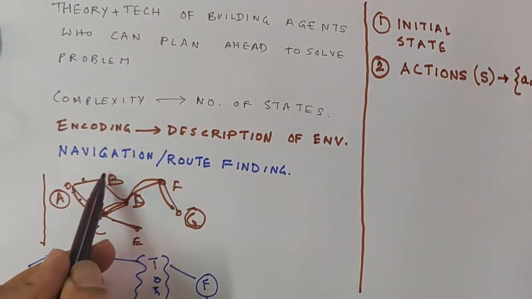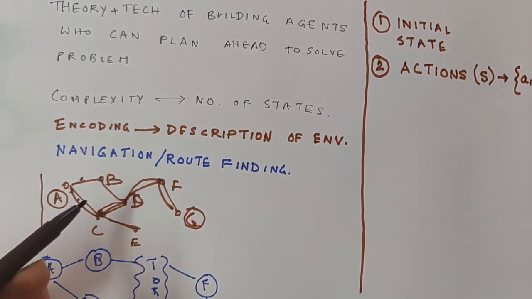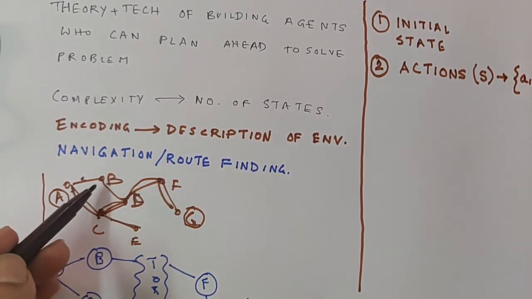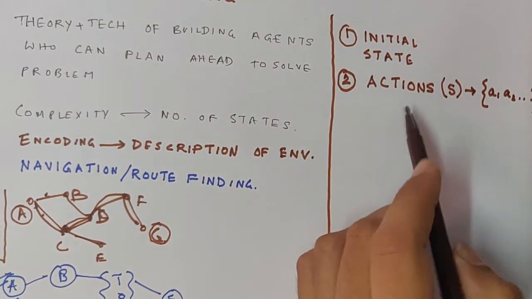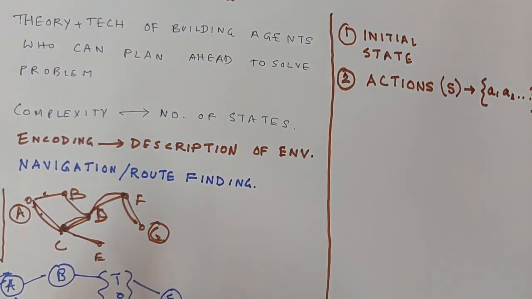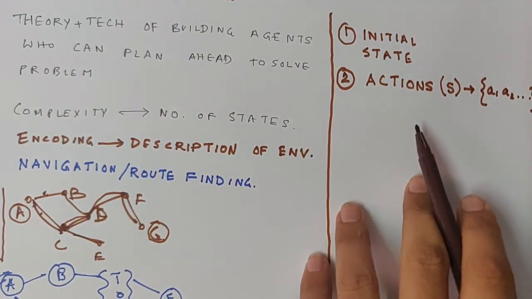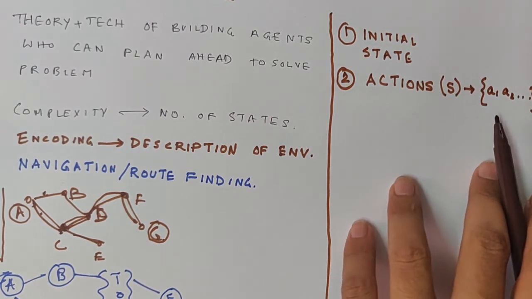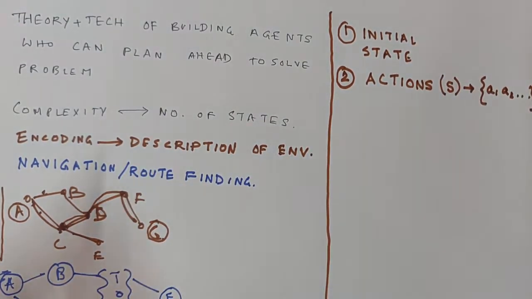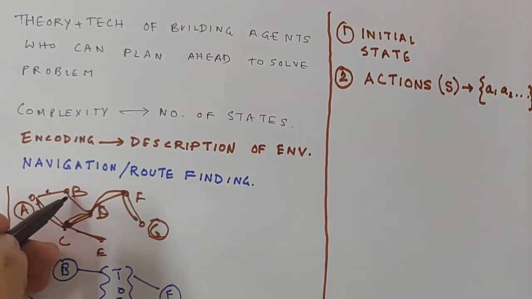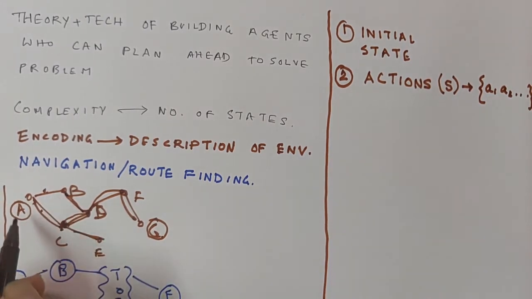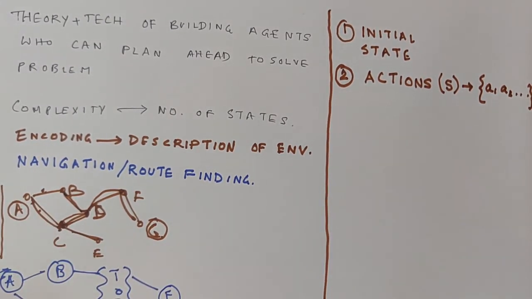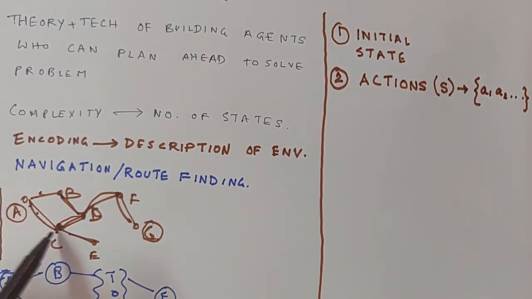If B is a state, and I give this state B as an argument to this actions function, this function will return a set of actions that I can do from that state. The actions are: I can move to D, I can move to A. So these are the two possible actions from B.